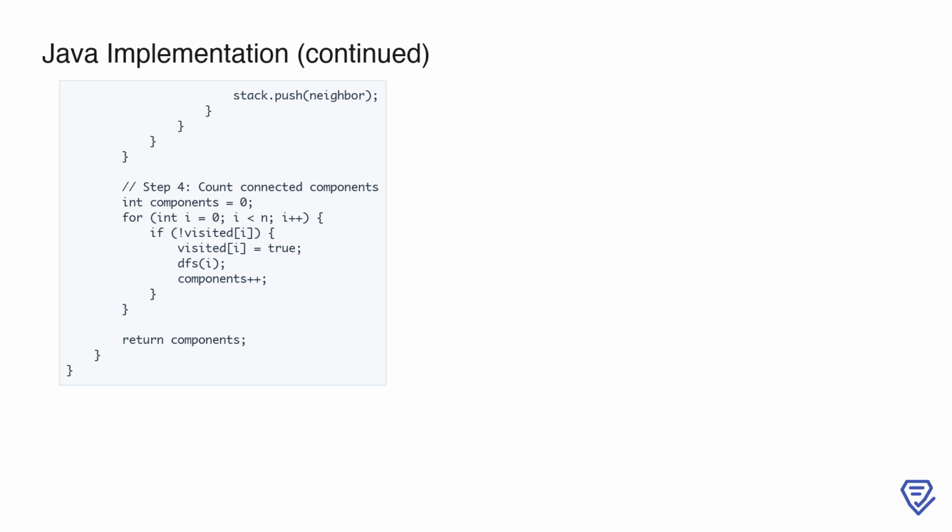The DFS ensures that all nodes reachable from the starting node are visited, and by the time it finishes, we've completely processed one connected component. This process repeats for each unvisited node, effectively counting all distinct connected components in the graph. Finally, we return the total count of components. This approach ensures that we efficiently explore the graph while maintaining clarity and correctness in our implementation.